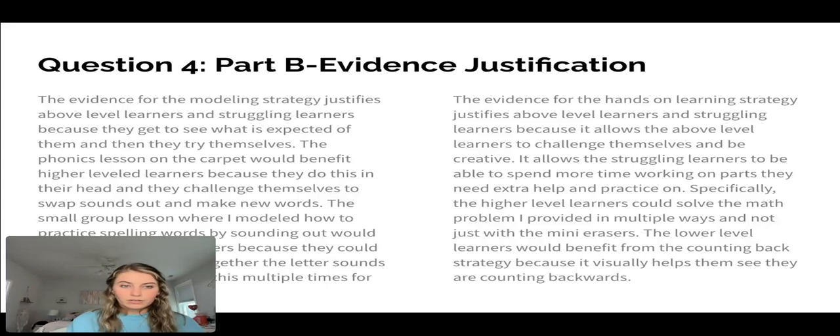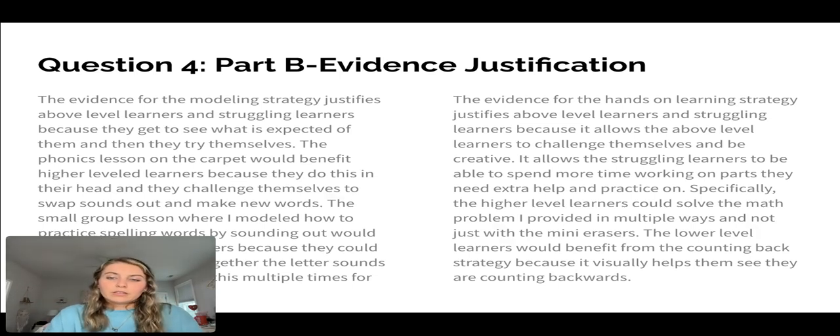So this is my evidence justification. The evidence for the modeling strategy justifies above-level learners and struggling learners because they get to see what is expected of them and then they can try themselves. The phonics lesson on the carpet would benefit higher-level learners because they can do this in their head and challenge themselves to swap the sounds out and make new words. The small group lesson where I modeled how to practice spelling words by sounding out would help my lower-level learners because they can visually see how I put together the letter sounds, and they could practice this multiple times to get repetition.